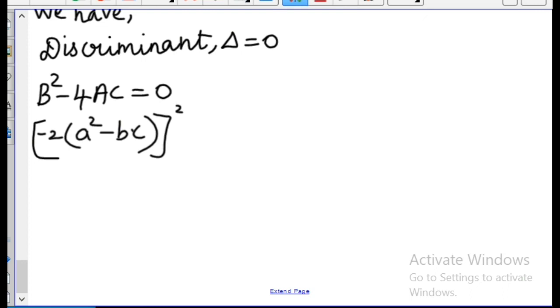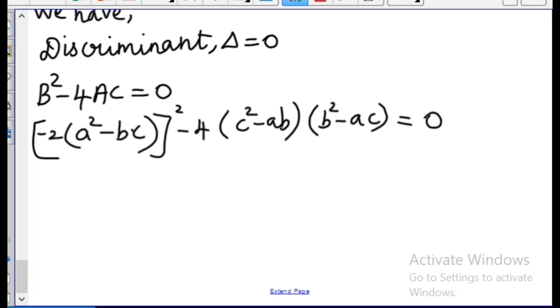So once again, check the equation. Minus 2 into a square minus bc, minus 4ac, 4 into c square minus ab, b square minus ac equal to 0. The expressions are very long, so once again you check with the question. Minus 2 into a square minus bc whole square, c square minus ab, b square minus ac equal to 0. Now you have to simplify the equation.